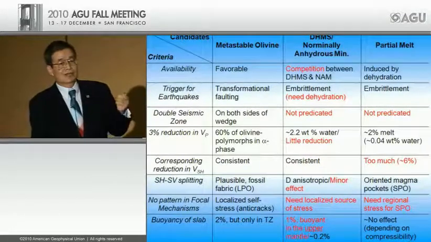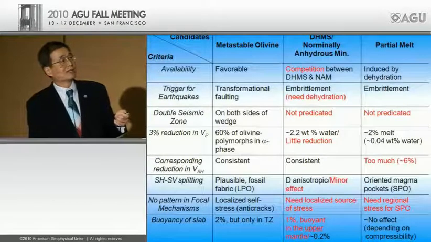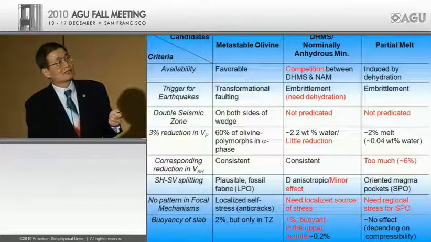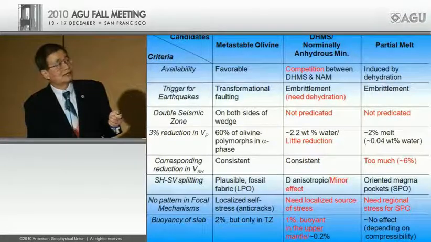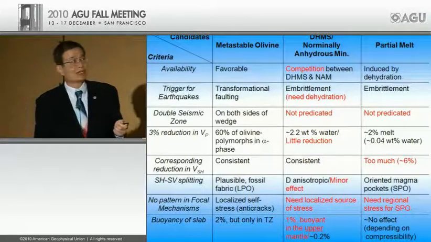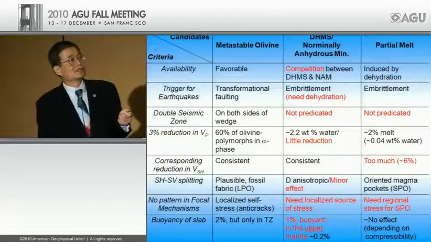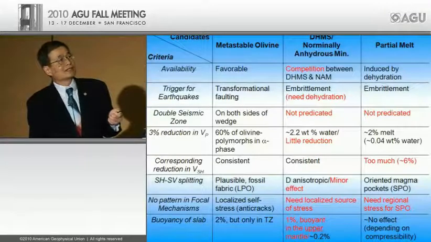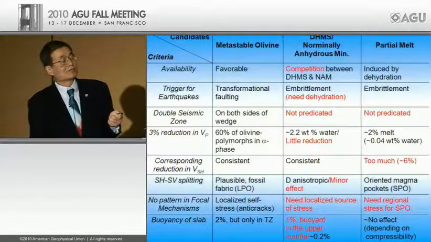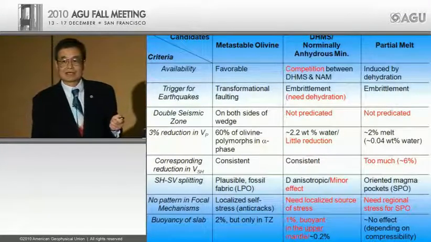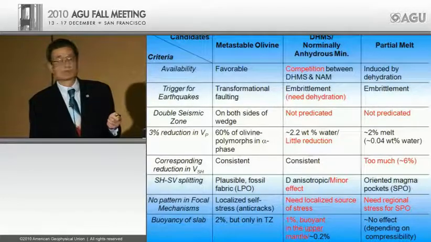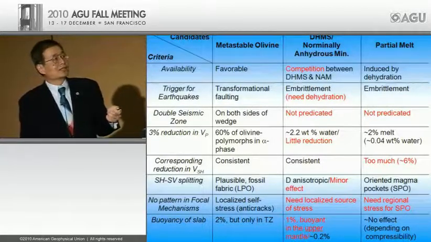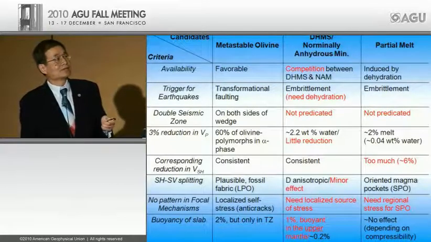I won't go through everything in detail, but say look at availability. Generally, it's not a problem, but the DHMS and the NAM, actually, they're competing with each other. In order for the DHMS to be stable, the surrounding material, which has the same chemical composition as olivine, has to be saturated with water. We need a trigger for deep focus earthquakes. There are ready mechanisms for that.